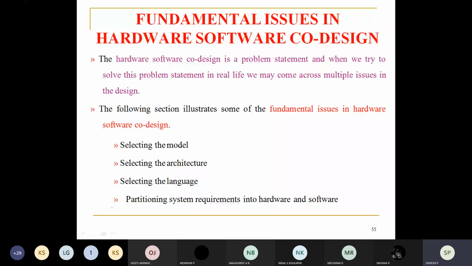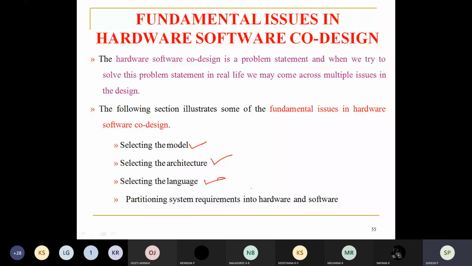The basic fundamental issues in hardware software co-design are, first, selecting a model. Second is selecting the architecture, which becomes another issue. Third is selecting the language: what type of language I have to use, whether C, C++ or Java, or, if I am going with the hardware part, whether I have to go with VHDL or Verilog.